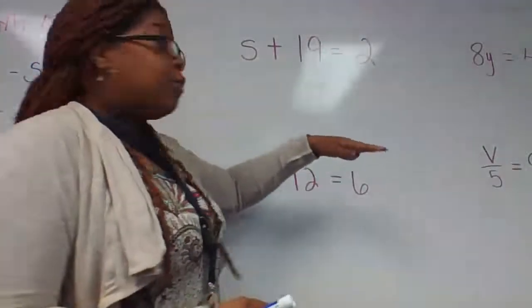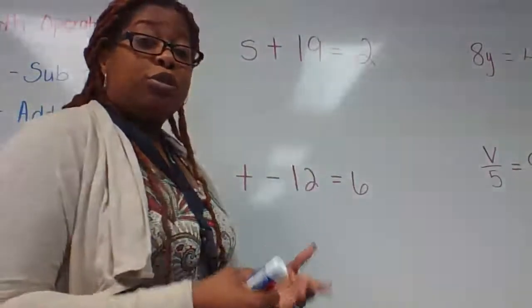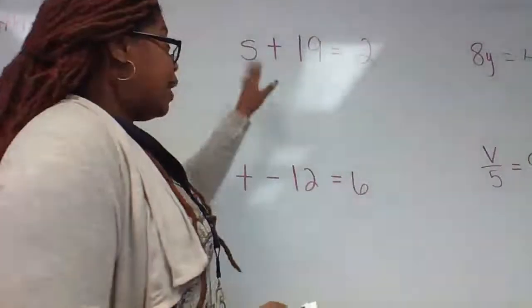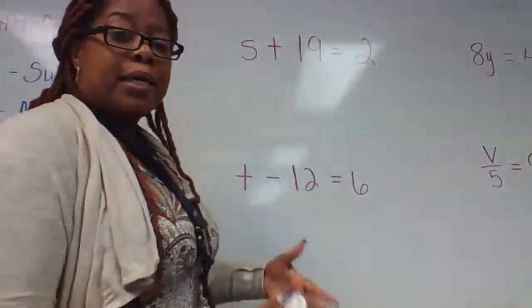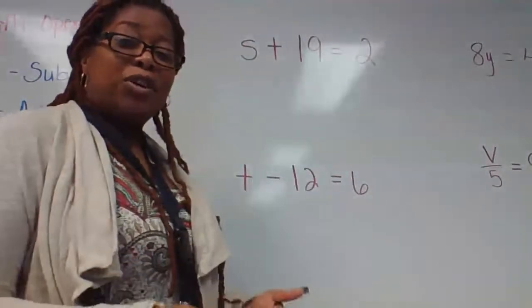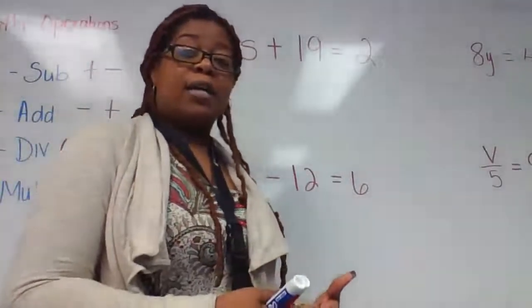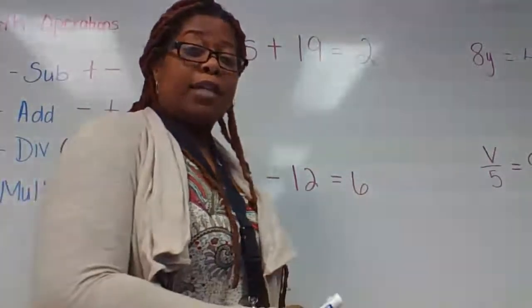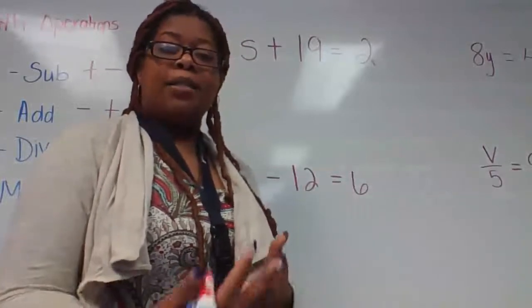On the right side, we simply have the number 2. What we are trying to do is get S on this left side of the equal sign by itself. In order for us to do that, we have to get rid of what is on the same side of S that is keeping S from being by itself.